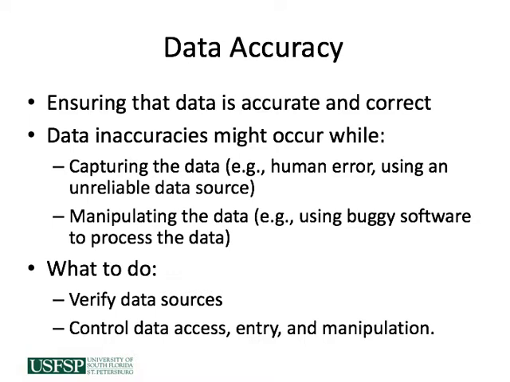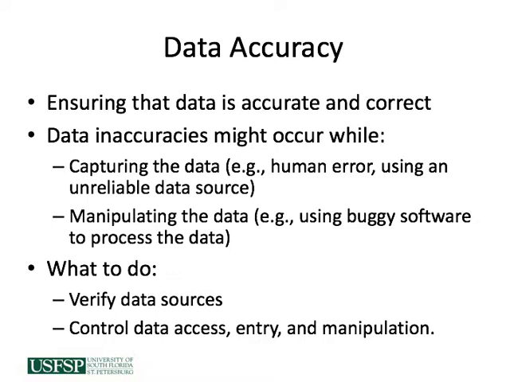Second, data may become inaccurate if you use buggy software to update the data. For example, if you want to automatically calculate an interest rate for a customer based on their credit score, but you implement the formula that the bank wants to use incorrectly, you will record inaccurate interest rates for the customers.